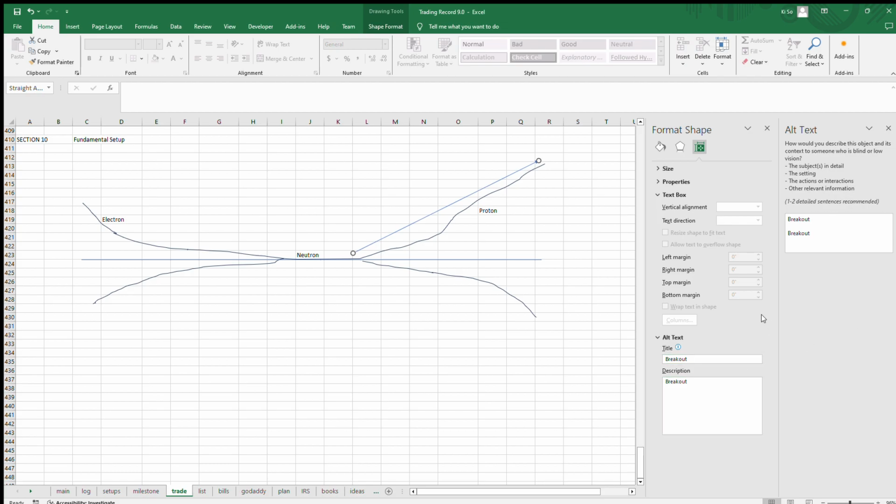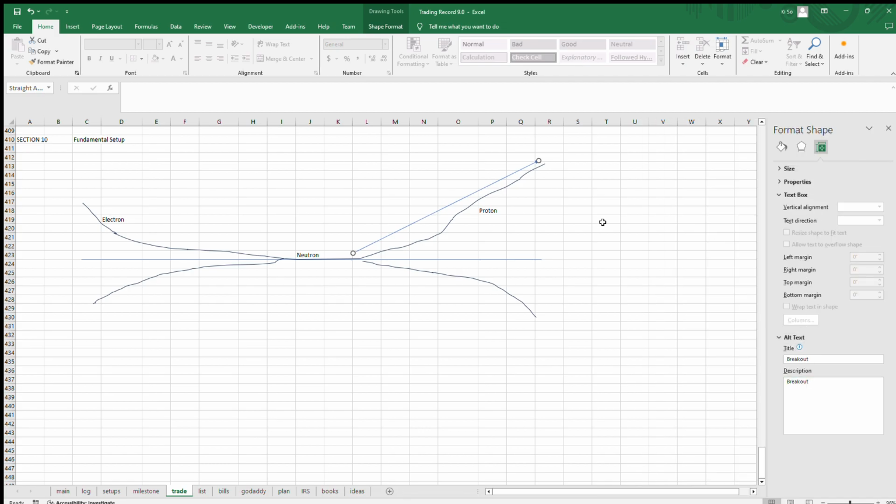Okay. I describe that as breakout. All right. Well, I was going to label this, but that's what it is. It's a breakout right there. So I'll just say that's a breakout right there. That is a description of a breakout. That's what happens. Essentially, that's what trading is.